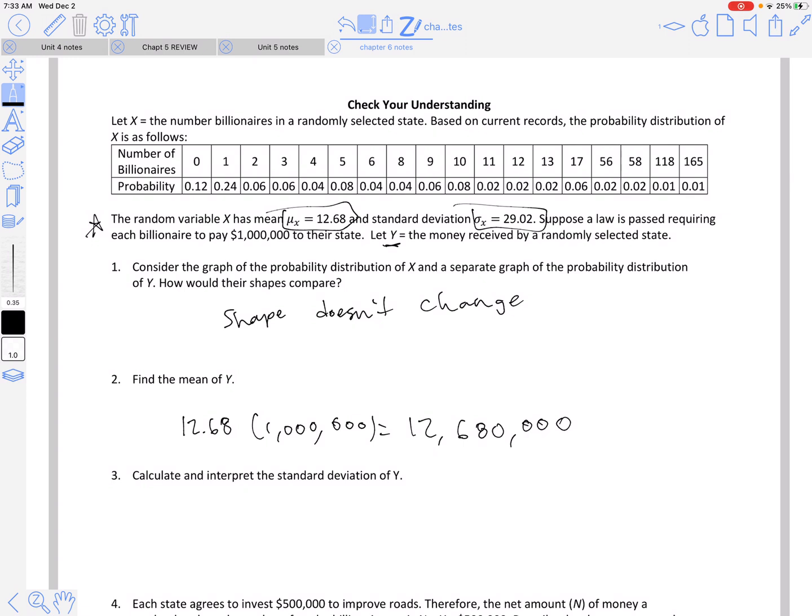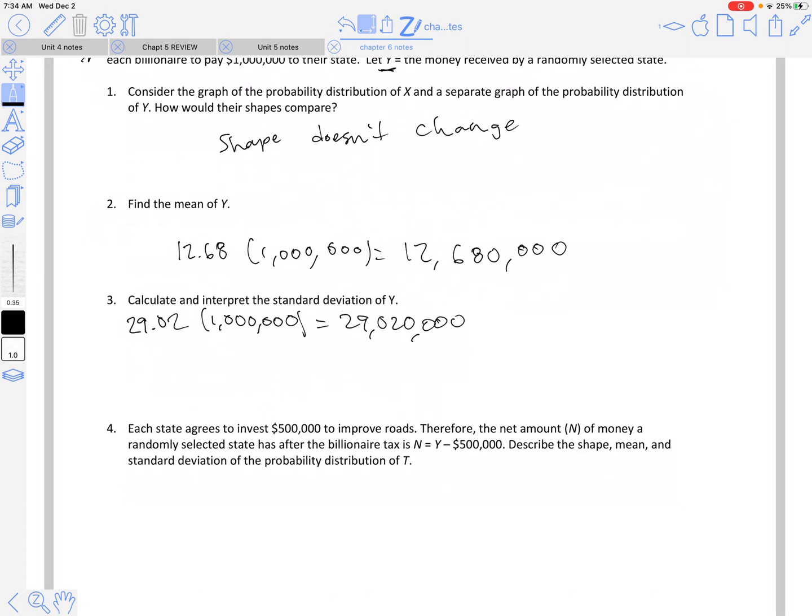Now we need our standard deviation, which is also affected by multiplication. It expands it, so it's going to be way more spread out. So I'm going to multiply that by 1 million as well, and I'll get 29 million. Interpreting that, the amount of money received by a randomly selected state would typically vary by about 29.02 million from the mean of 12.68 million.